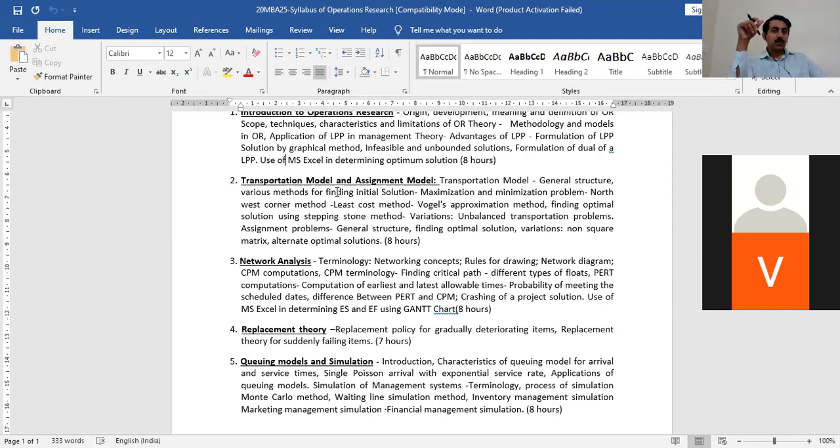Is it right? Now, network analysis and project, what is the connection between these two things? Each project can be converted into a network. Why? Because each of the activities is interrelated.